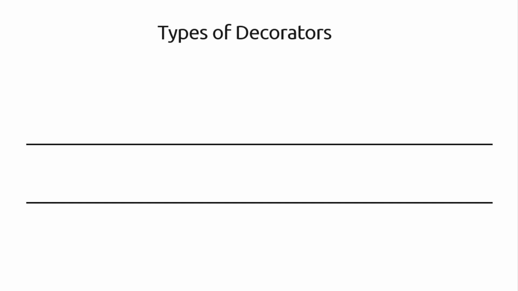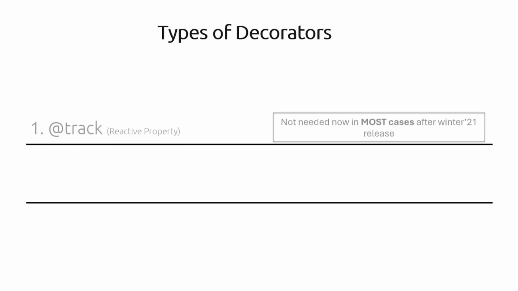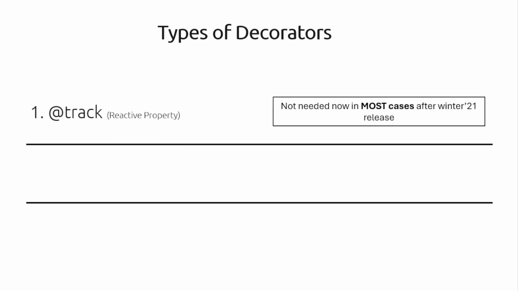So how many types of decorators do we have in LWC? We have the track decorator. It is a reactive property and is not needed now in most cases after the Winter '21 release. So we'll see in which cases this track property is still being used, and we'll see the demo of it. We'll create an LWC component and we'll see the examples.